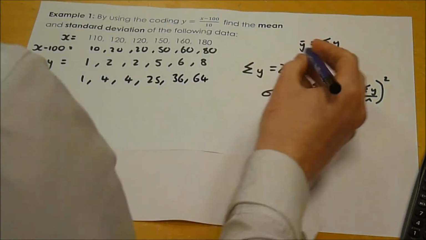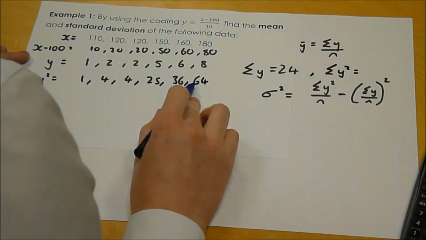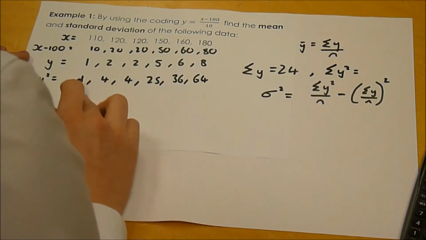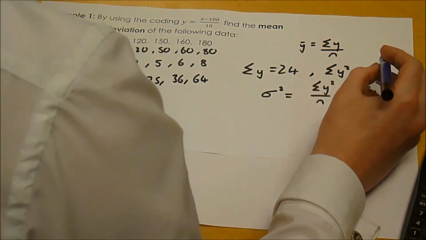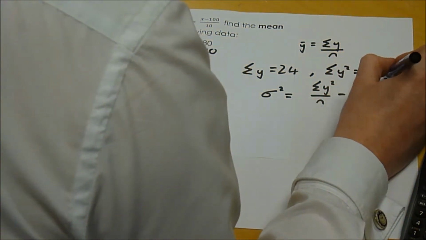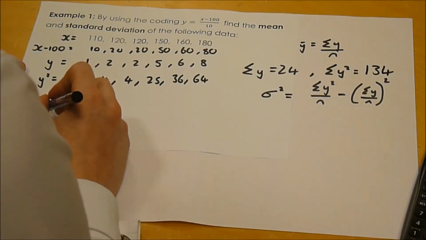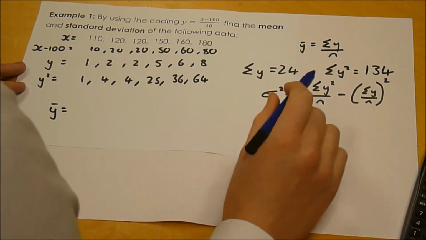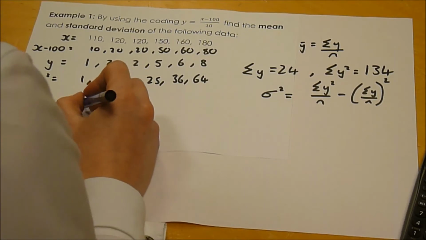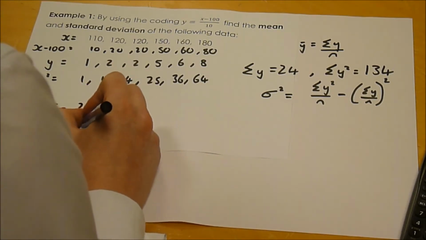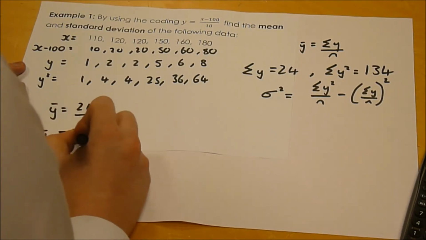So sum of y squared: that's 100, 125, and then I've got another 9, so it's 134. Now I'll just plug it in. The mean, y bar, is sum of y over n, and there's 6 of them. So that's 24 over 6, which equals 4. Y bar equals 4.